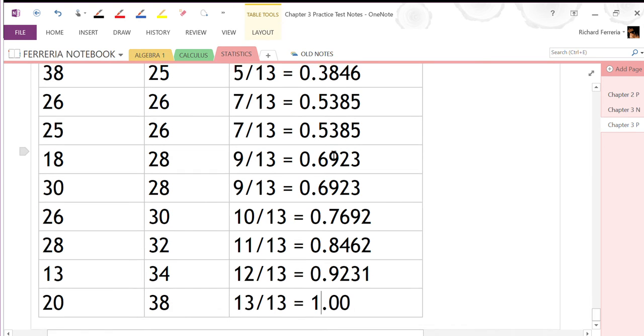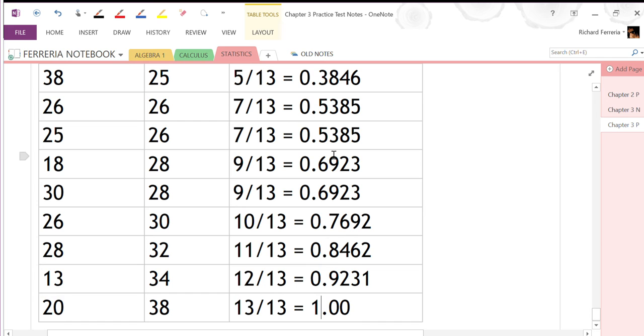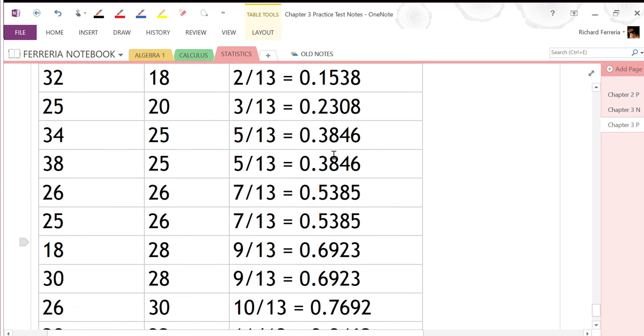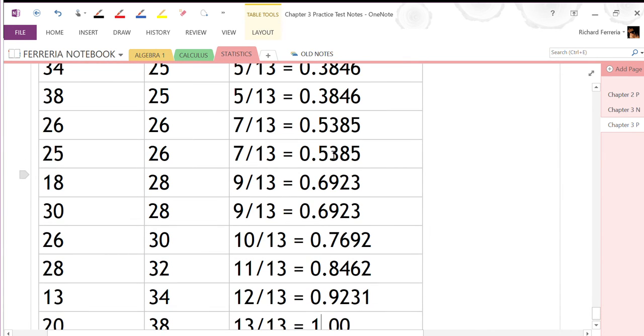Okay. Questions on that? Yeah. For rounding, do you want it to the nearest 10,000? Yeah, since this is a percentage, or I mean a proportion, you want 4 decimal places. Okay. Any other questions on percentile? Austin, did that answer your question a little bit? Yeah.